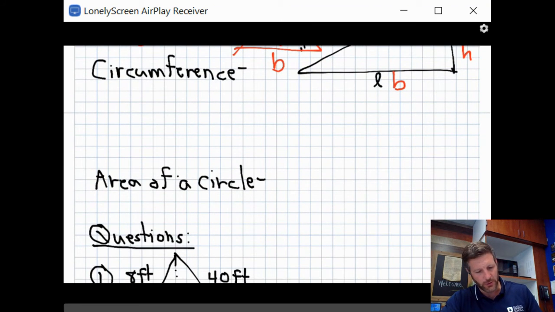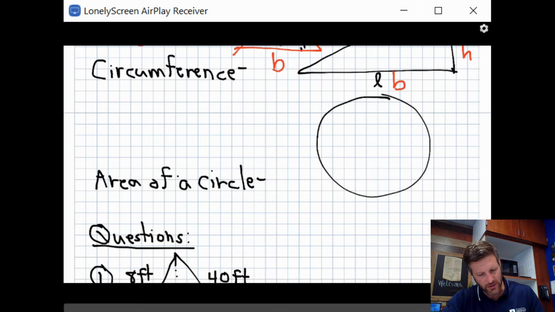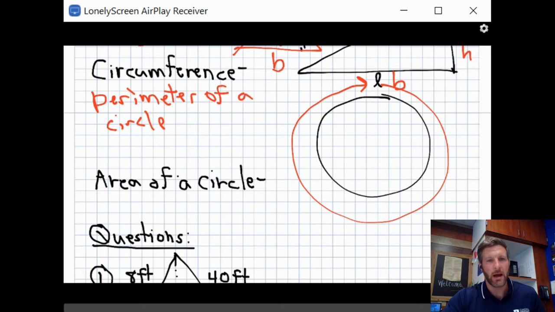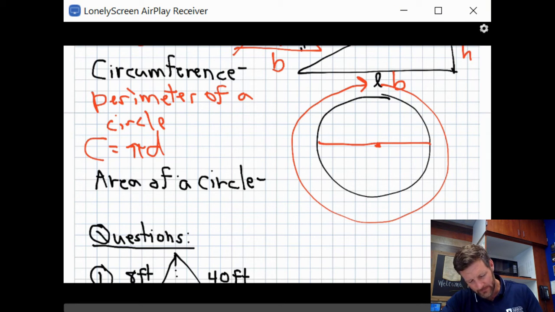Circumference implies a circle, because circumference only applies to circles. In fact, if we have a circle, the circumference is just another name for perimeter. It is the perimeter of a circle. So when we say circumference, we are trying to figure out the distance around a circle. The formula for that is C for circumference equals pi times the diameter. So you take your diameter, which is your distance across, and multiply that by pi, and that gives you your circumference.